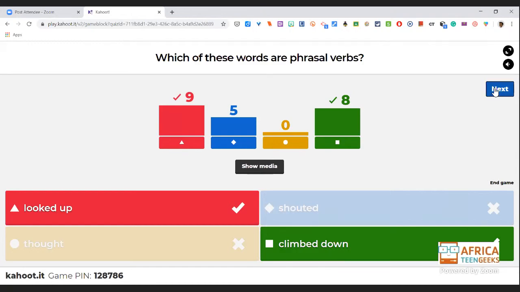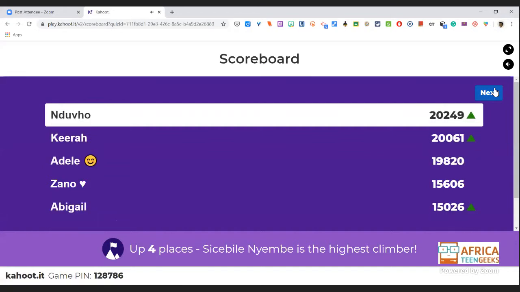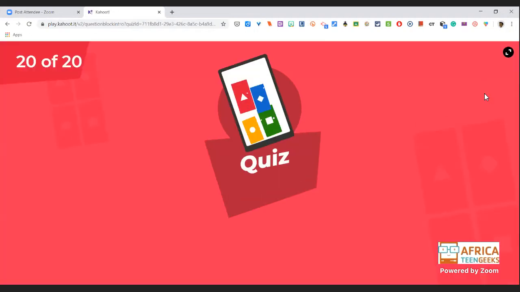Right, good. Let's see how this is going here. Oh, and Duru back at the lead. Kira, Adele, Zano, Abigail, and now we're on the last sentence.